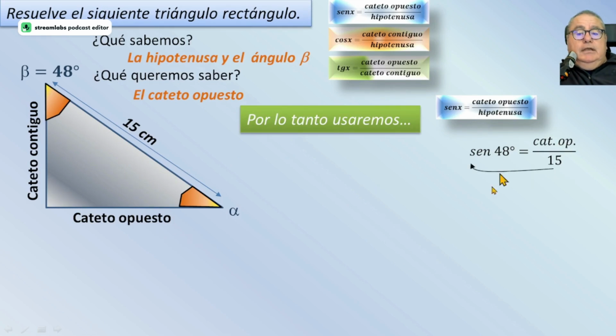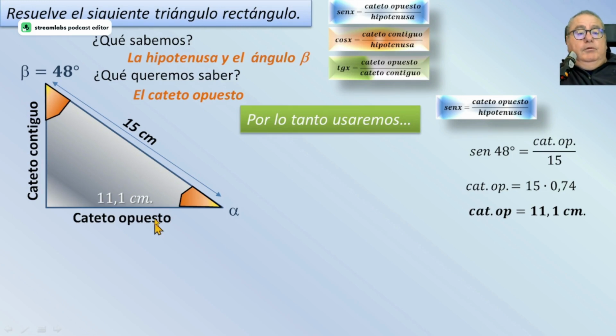This 15 that is dividing would pass multiplying by the sine of 48, leaving the opposite leg equal to 15 times 0.74. Rounding to the hundredths, and doing this operation, gives us the opposite leg equal to 11.1, about 11 centimeters. That's what this side measures.